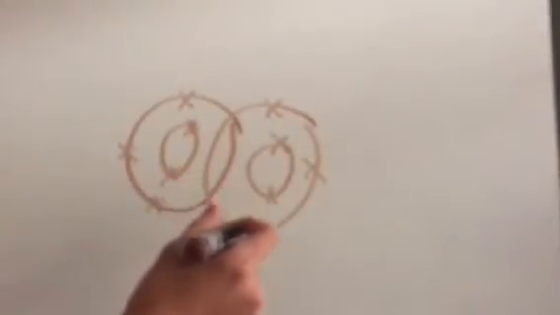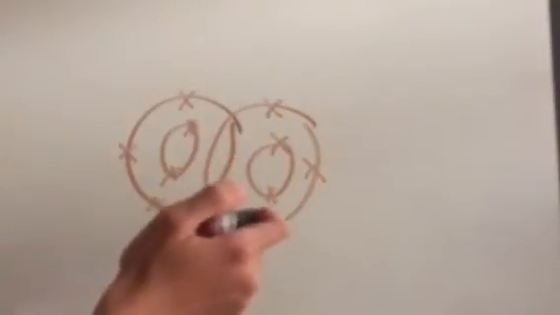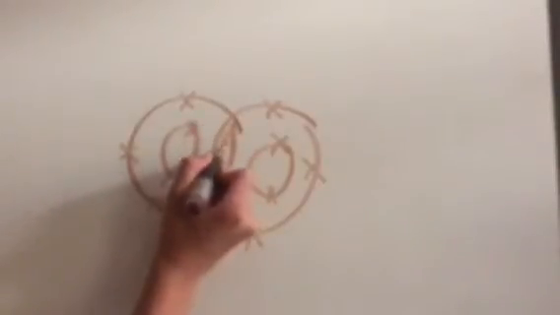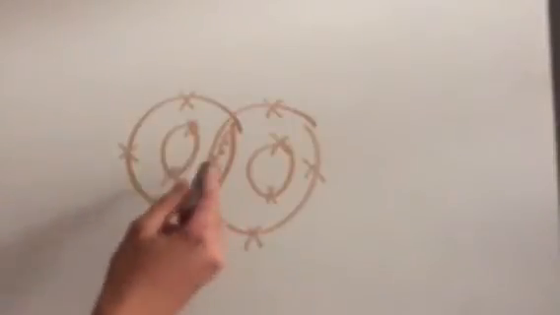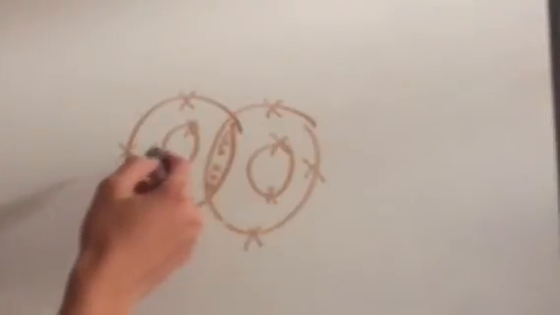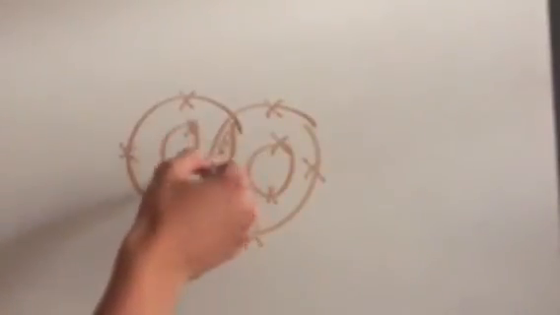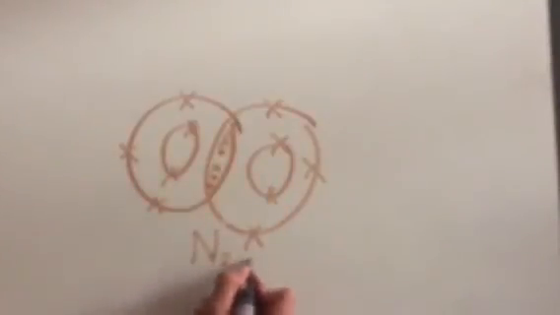Now, since it's in group 5, each nitrogen needs 3 more electrons to complete the octet rule and the outer shell rule. So 1, 2, and 3. 1, 2, and 3. Now the reason I do both is because each element has to have 3 electrons. So these electrons are for these, and these electrons are for this. So N2 is also complete.